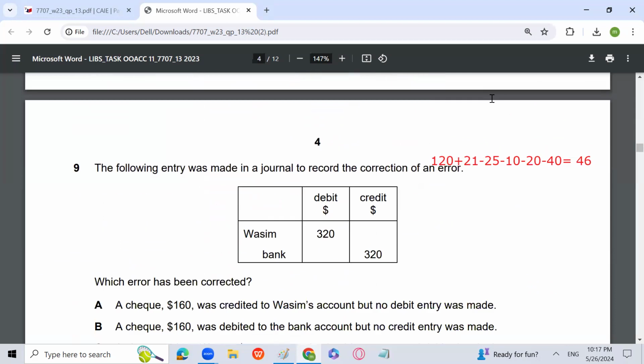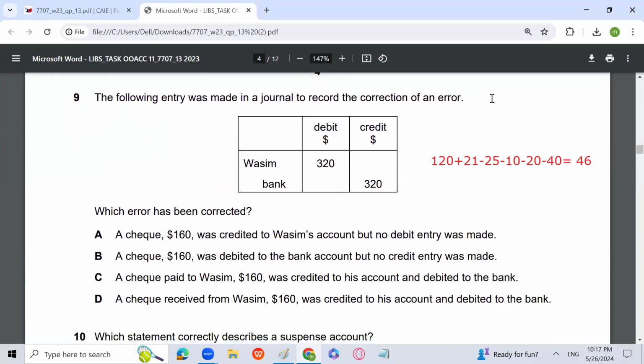That's fine. The following entry was made in a journal to record the correction of an error: Wasim to bank. Which error has been corrected? So can you tell me which error has been corrected? We have passed the entry Wasim to bank. You have to go in reverse. What was the error which resulted in this rectifying entry?